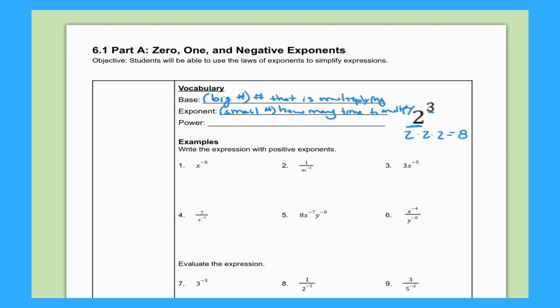And then the power is not actually a different word for exponent. Power means this whole thing together. So 2 to the third all together is the power.